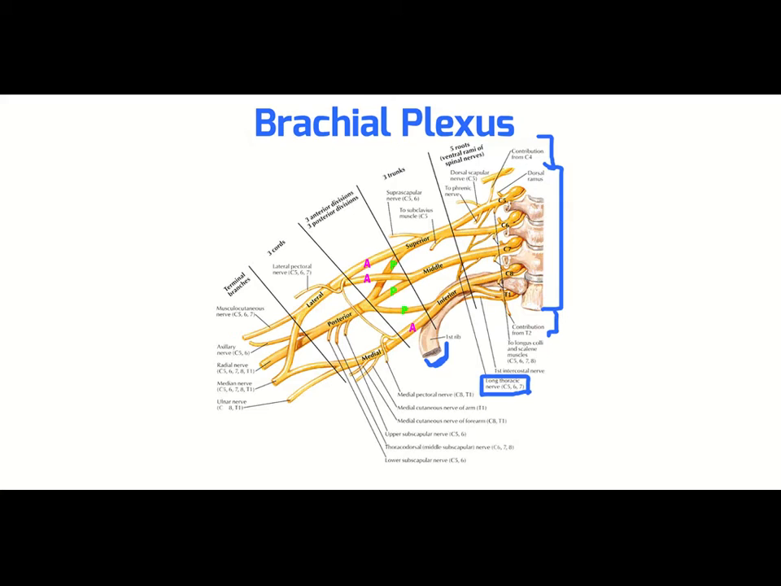After we go through our divisions, again, we have 3 anterior, 3 posterior, creating 6 divisions. They form back together and reorganize into 3 cords. We have a lateral, posterior, and a medial cord.